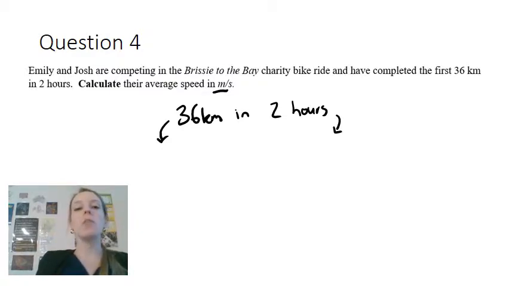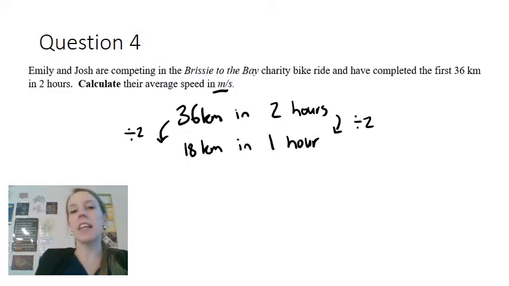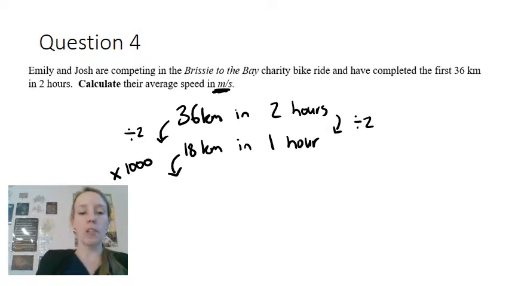The first thing I'm going to do is work out how far they're going to go in 1 hour, just to make it a bit easier, so I'm going to go to kilometres per hour. I'm going to divide by 2 to find that out. So 36 divided by 2 is 18, so that means they're doing 18 kilometres in 1 hour. They're going 18 kilometres an hour, but it doesn't ask for kilometres per hour, it asks for metres per second. So I'm going to convert the kilometres to metres. There's 1,000 metres in a kilometre, so I have to times by 1,000. So 18 times 1,000 is 18,000 metres, and it doesn't ask for hours, it asks for seconds.